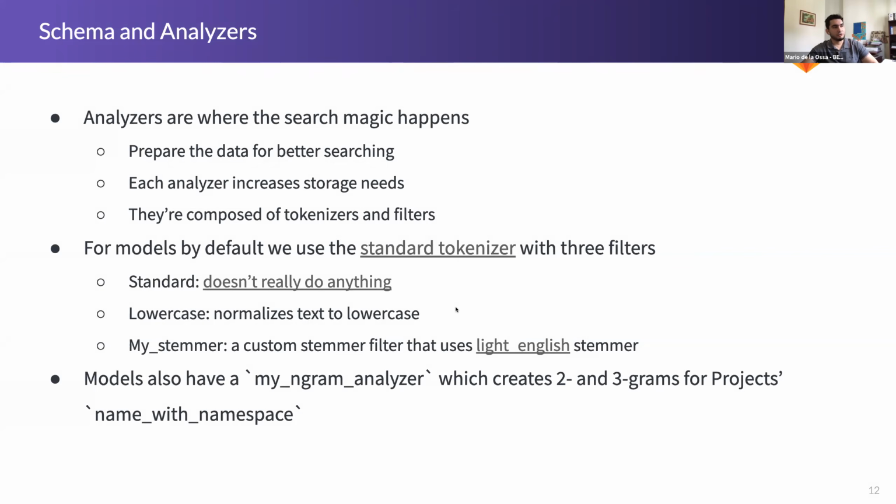So analyzers are where the search magic actually happens. An analyzer prepares the data for better searching, and each analyzer increases its storage needs. The way we're doing it, every analyzer has an option to keep the original data, and we do want to keep the original data, so we have that on. Then each analyzer molds the data into a different format, basically. And they're composed of tokenizers and filters.